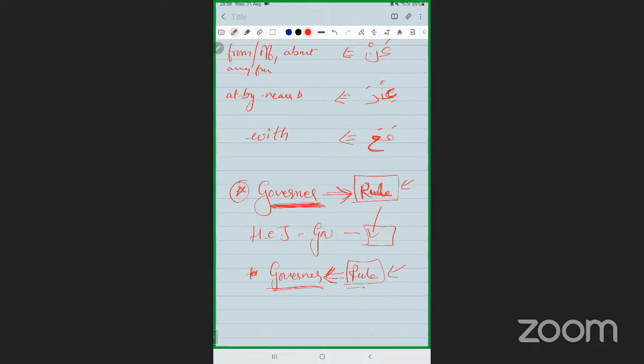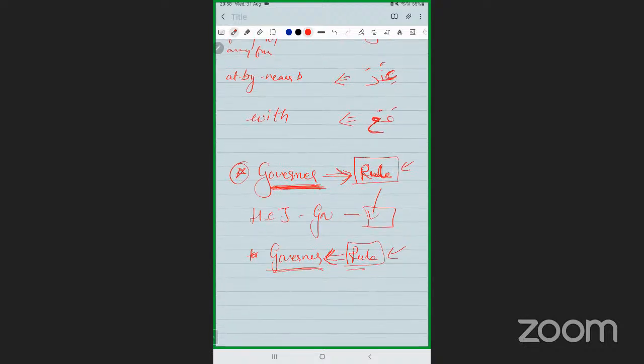But what is their rule? One should ask, what is the rule they want other words to follow? Their rule is that they will only come after a noun. I'm sorry. Only a noun will come after them. I'm sorry.